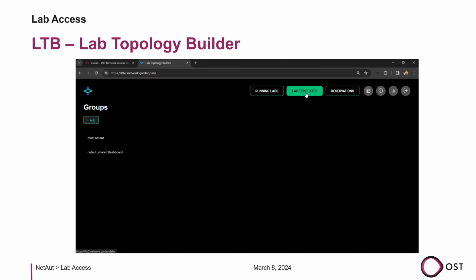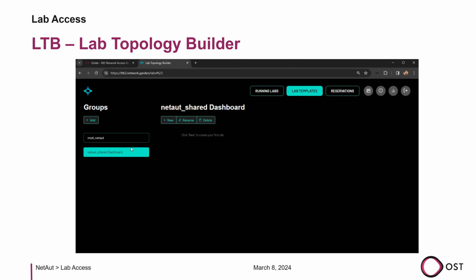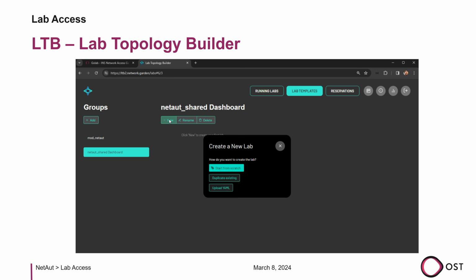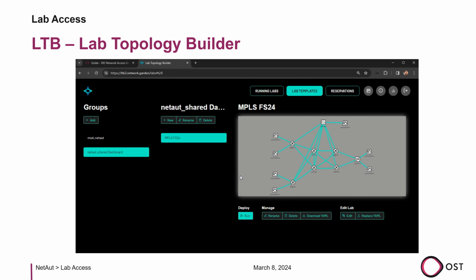To deploy a lab, we go to the lab template and we have to select the right lab. At the moment this is set to read only, we cannot deploy it here, maybe it will be changed. In this dashboard of the shared user, we can create a new lab and then duplicate an existing one. We go here, we say we want to have the MPLS, call this MPLS 24. We can create it. If you need a special copy for yourself because you want to change some parameters for the startup, all these devices have some startup config already configured here.